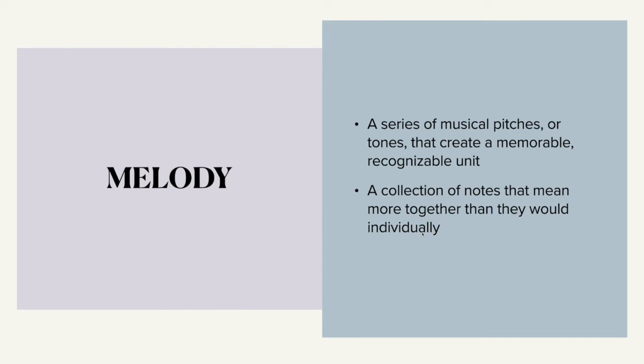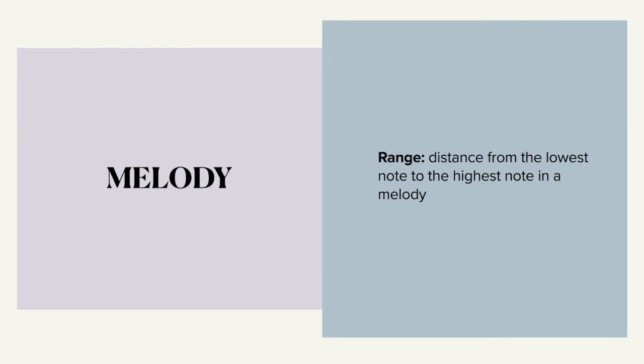So in anything that I just played, the first example or the second example, it's the same notes. It's C, D, E, and F. But the melody is much more important. Those notes together make a unit that is way more important than they ever could individually.